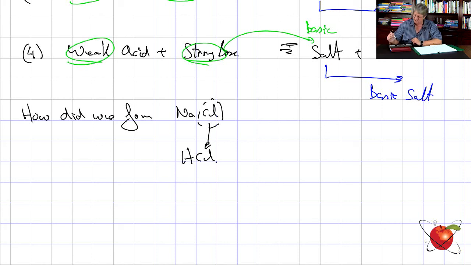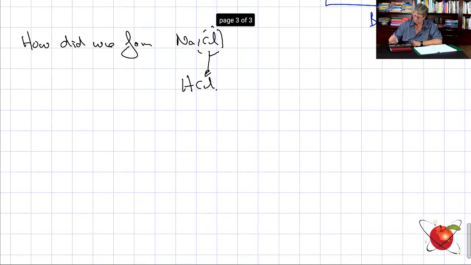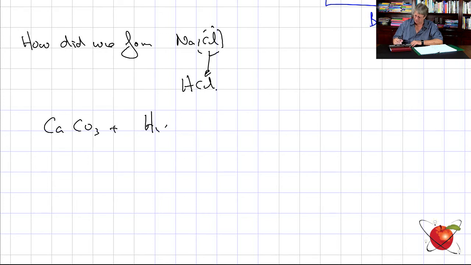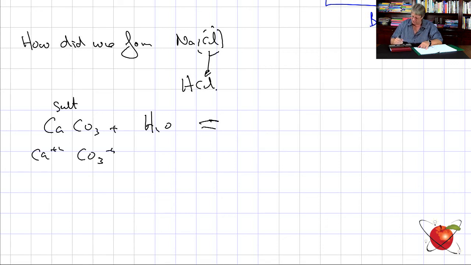Okay, what about CaCO3? Let's put it into water. Let's put CaCO3 into water, shall we? Here's a salt. Let us see if this salt, when we hydrolyze it, gives us an acid or a basic salt. So we've got CaCO3 plus H2O. Let's have a look. We have a Ca2+, a CO3 2-, and over here an H+ and an OH-.